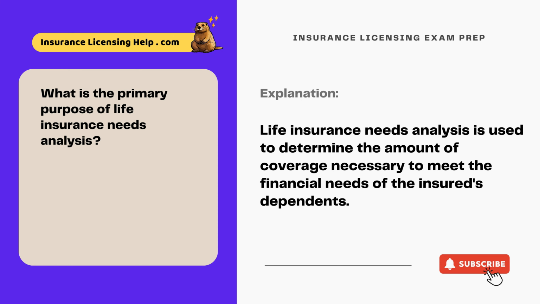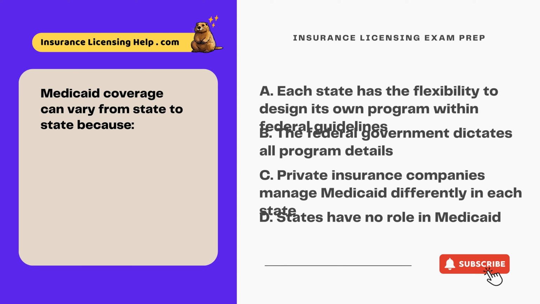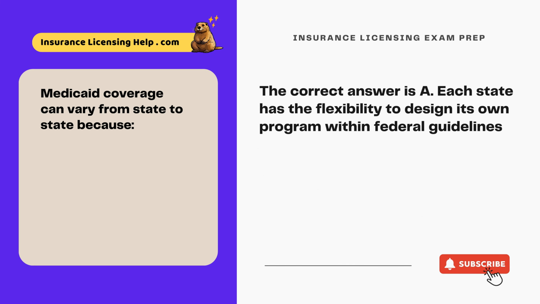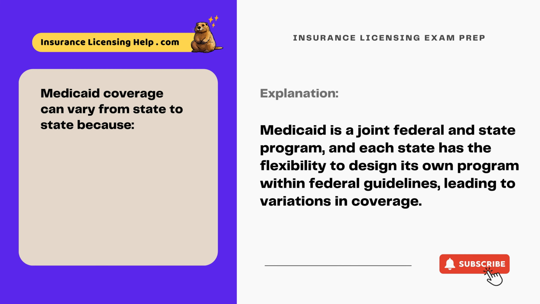Life insurance needs analysis is used to determine the amount of coverage necessary to meet the financial needs of the insured's dependents. Medicaid coverage can vary from state to state because A. Each state has the flexibility to design its own program within federal guidelines. B. The federal government dictates all program details. C. Private insurance companies manage Medicaid differently in each state. D. States have no role in Medicaid. The correct answer is A. Each state has the flexibility to design its own program within federal guidelines. Medicaid is a joint federal and state program, and each state has the flexibility to design its own program within federal guidelines, leading to variations in coverage.